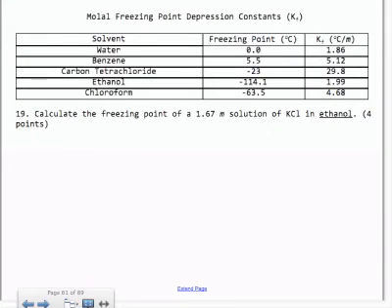Okay, freezing point depression. So we're going to find the new freezing point of a solution compared to the pure solvent. Calculate the freezing point of a 1.67 molal solution of potassium chloride in ethanol. So ethanol is our solvent. This is not water, it's ethanol as the solvent.